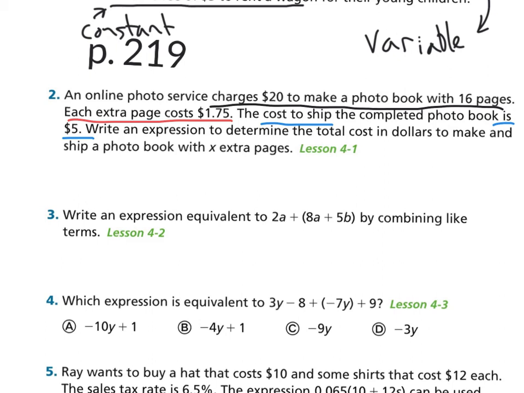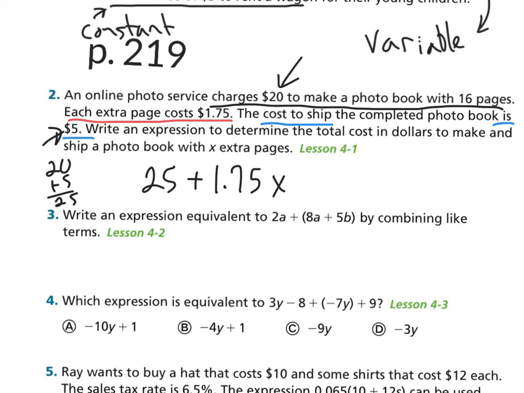All right, so it's up to you how you want to do this. One thing you could do is say, well, there's $20 and there's $5 for sure. So you could go ahead and just combine those together and say that's going to be $25, and then plus this fee based off of how many extra pages. That would be $1.75. We've got X extra pages, so $1.75 times X. So this could be our expression. Those are not like terms, so we can just leave it like that.